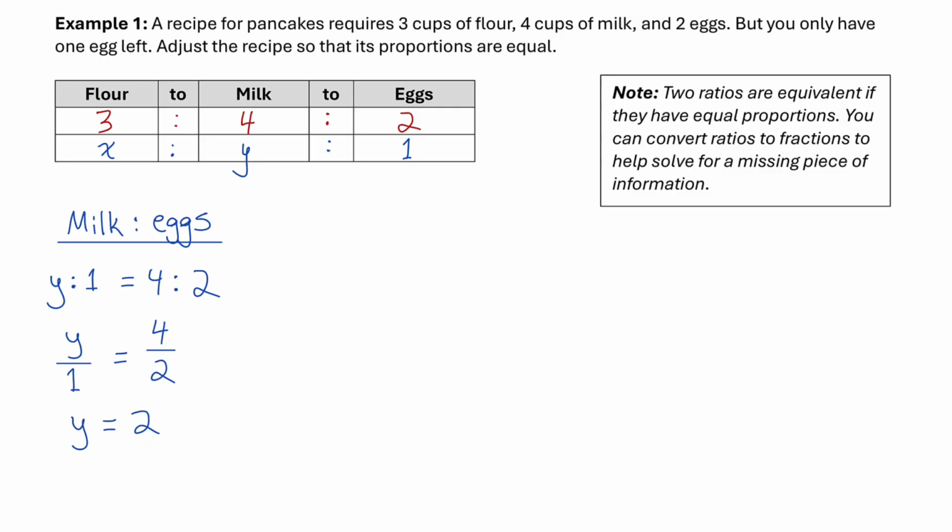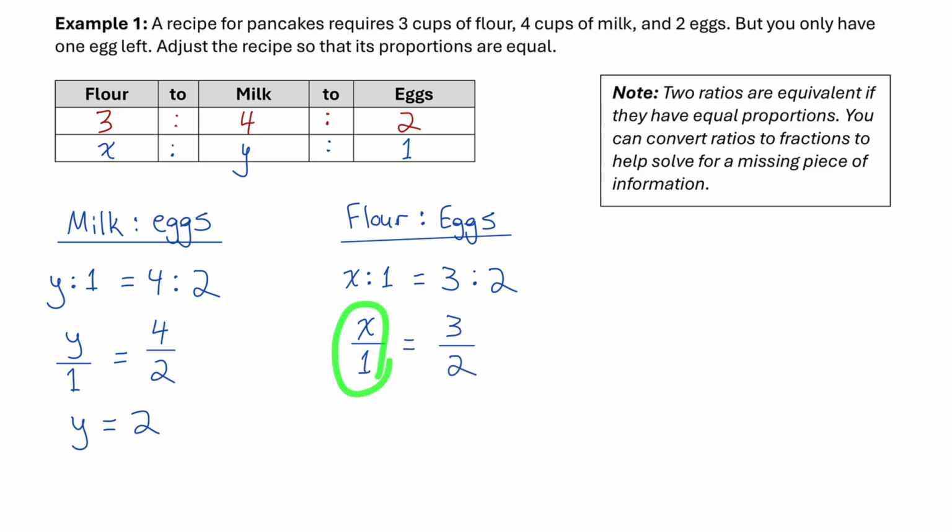So the new recipe needs 2 cups of milk. And now let's also solve for the amount of flour. Well, the amount of flour to eggs would be x to 1, and that would have to be equal to the ratio that's in the original recipe for flour to eggs, which is 3 to 2. And now let me convert both of these to fraction form. X to 1 I can rewrite as x over 1, and 3 to 2 I can rewrite as 3 over 2. X divided by 1 is x, and 3 divided by 2 is 1.5. So the new recipe needs 1.5 cups of flour.